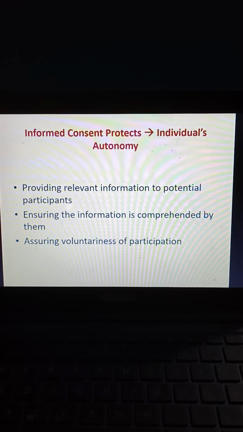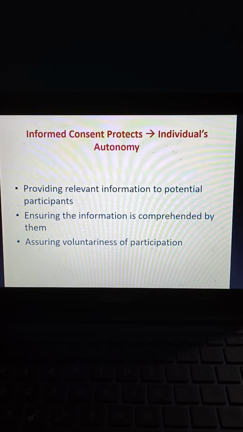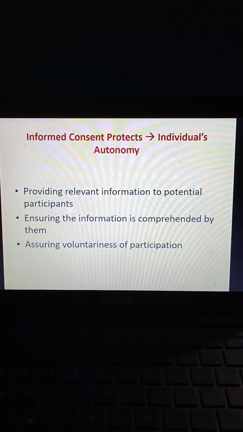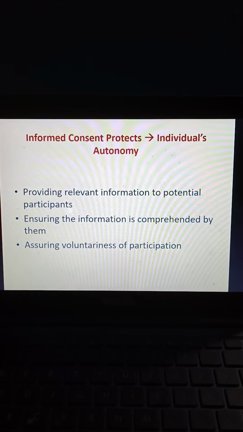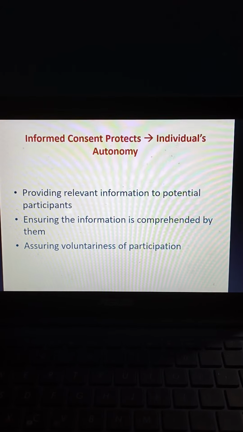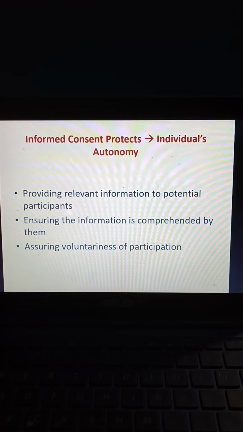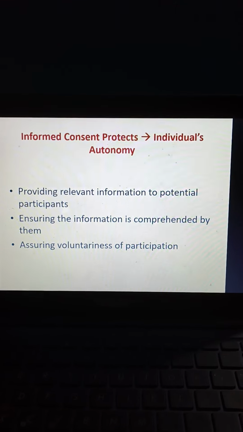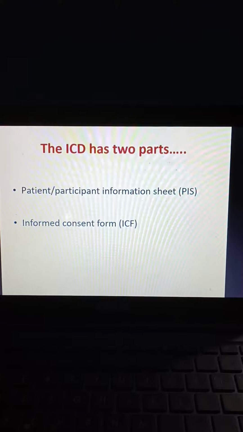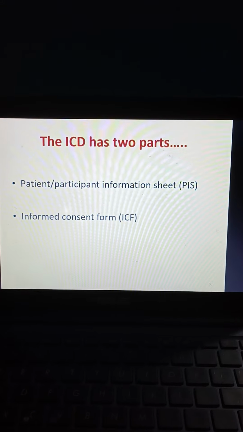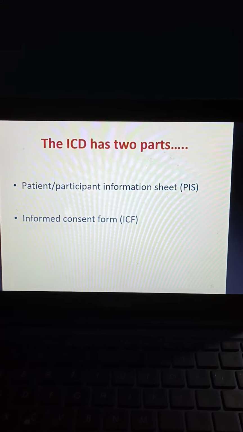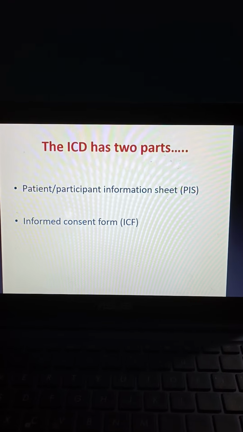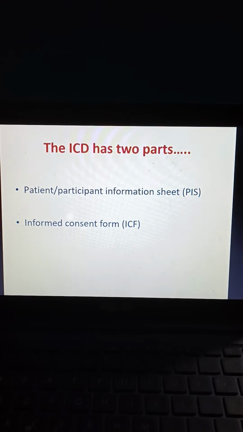Participants should be provided relevant information as potential participants, ensuring the information is comprehended by them, and assuring the participant of the voluntariness of participation. The informed consent document, ICD, has two parts: the patient/participant information sheet, PIS, and the informed consent form, ICF.